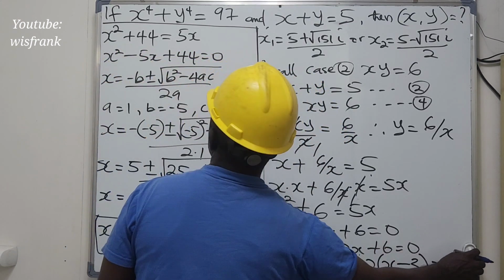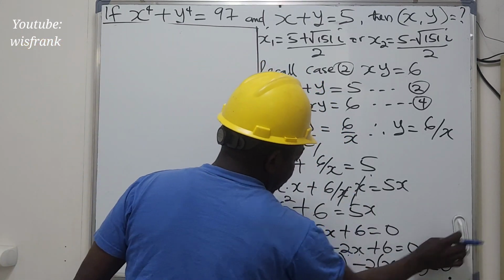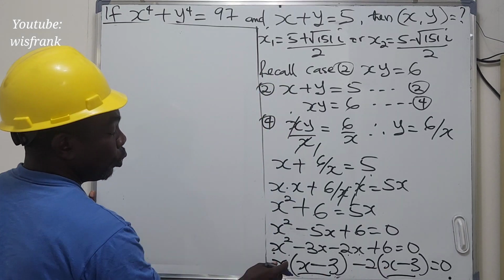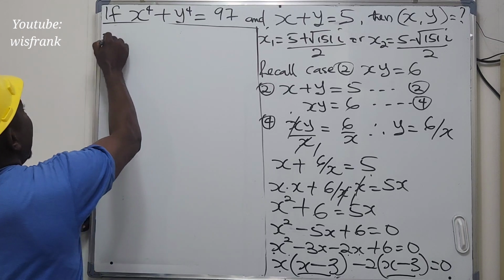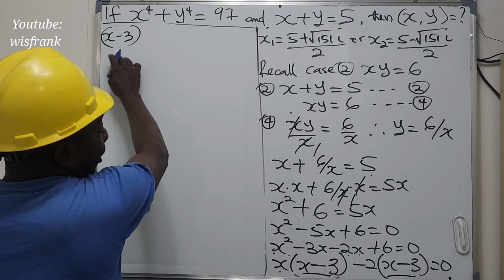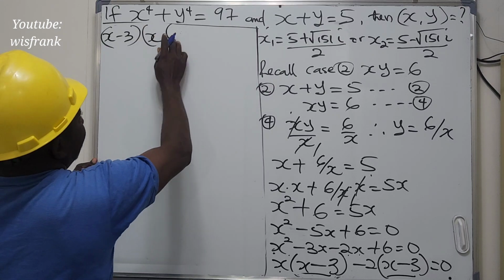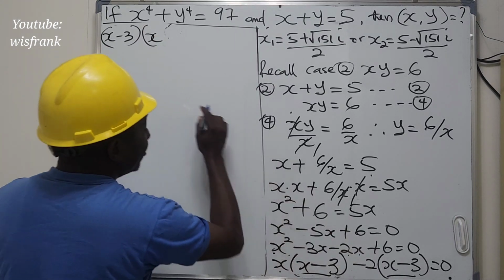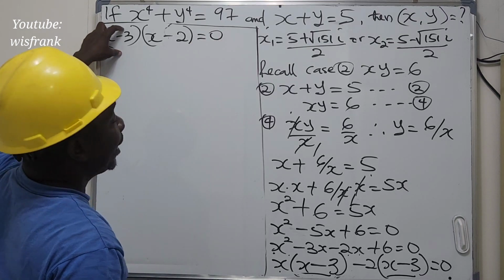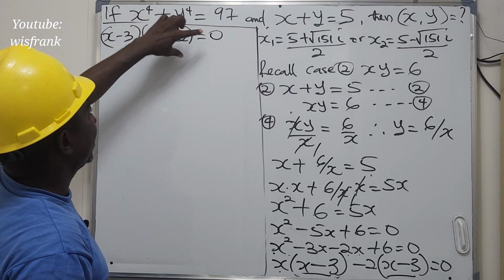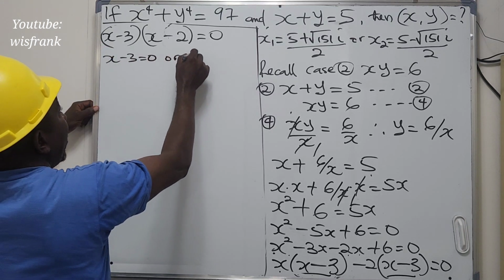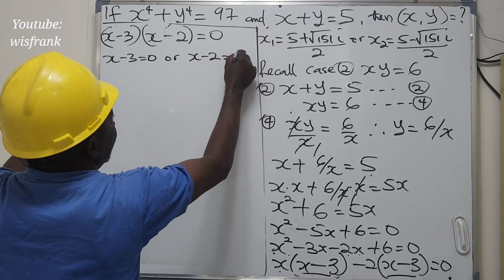So here we can continue by cleaning this. From here, we can see that these parentheses are common. We can use that to factor it out. So we have x minus 3 into, dividing the whole of here by x minus 3 will give us x. Then we have here, dividing the whole of here by x minus 3 will give us minus 2, all equals 0. So it is either the first parenthesis equals 0 or the second parenthesis equals 0. So we have x minus 3 equals 0, or we have x minus 2 equals 0.